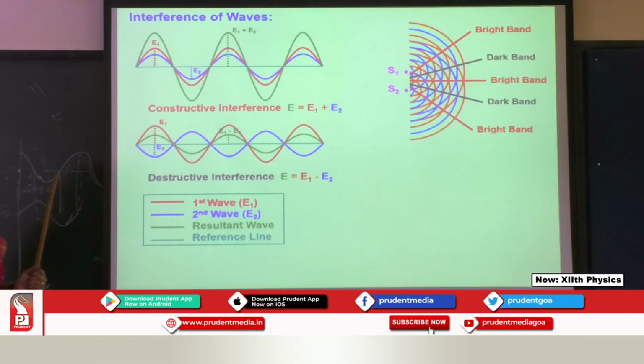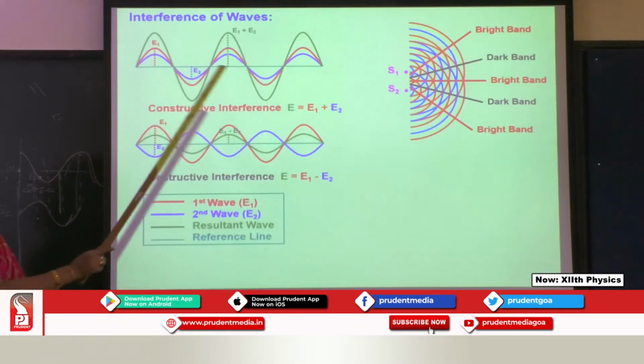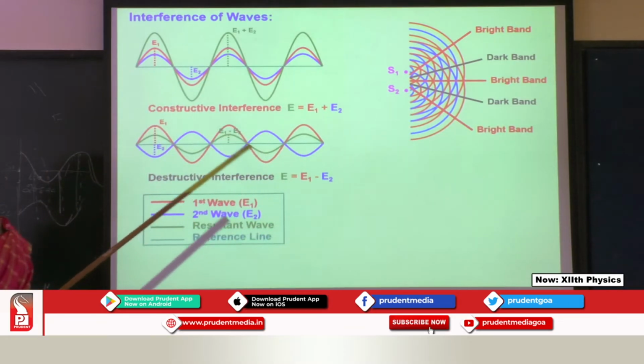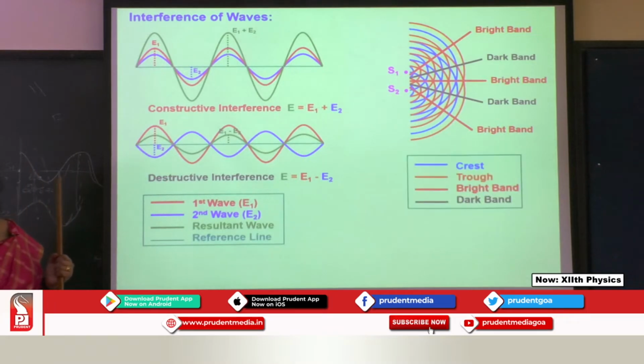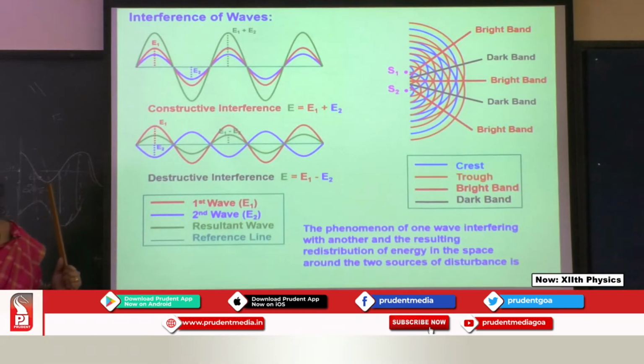And when you draw, we get bright, dark, bright, dark. What is the bright? Bright is the one where they add up together, whereas the dark one is of zero intensity. So crest, trough, bright band, dark band. These are the ones we have.